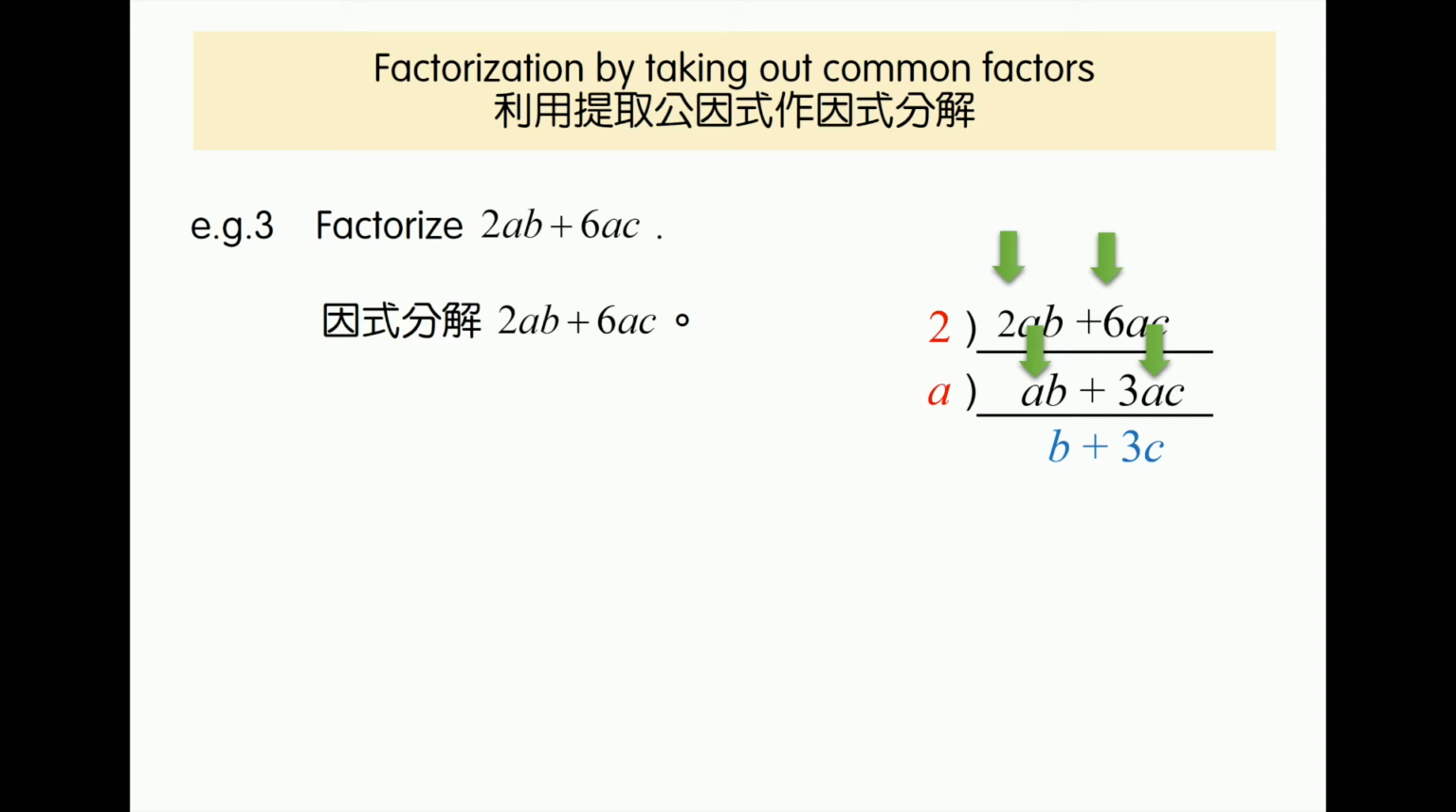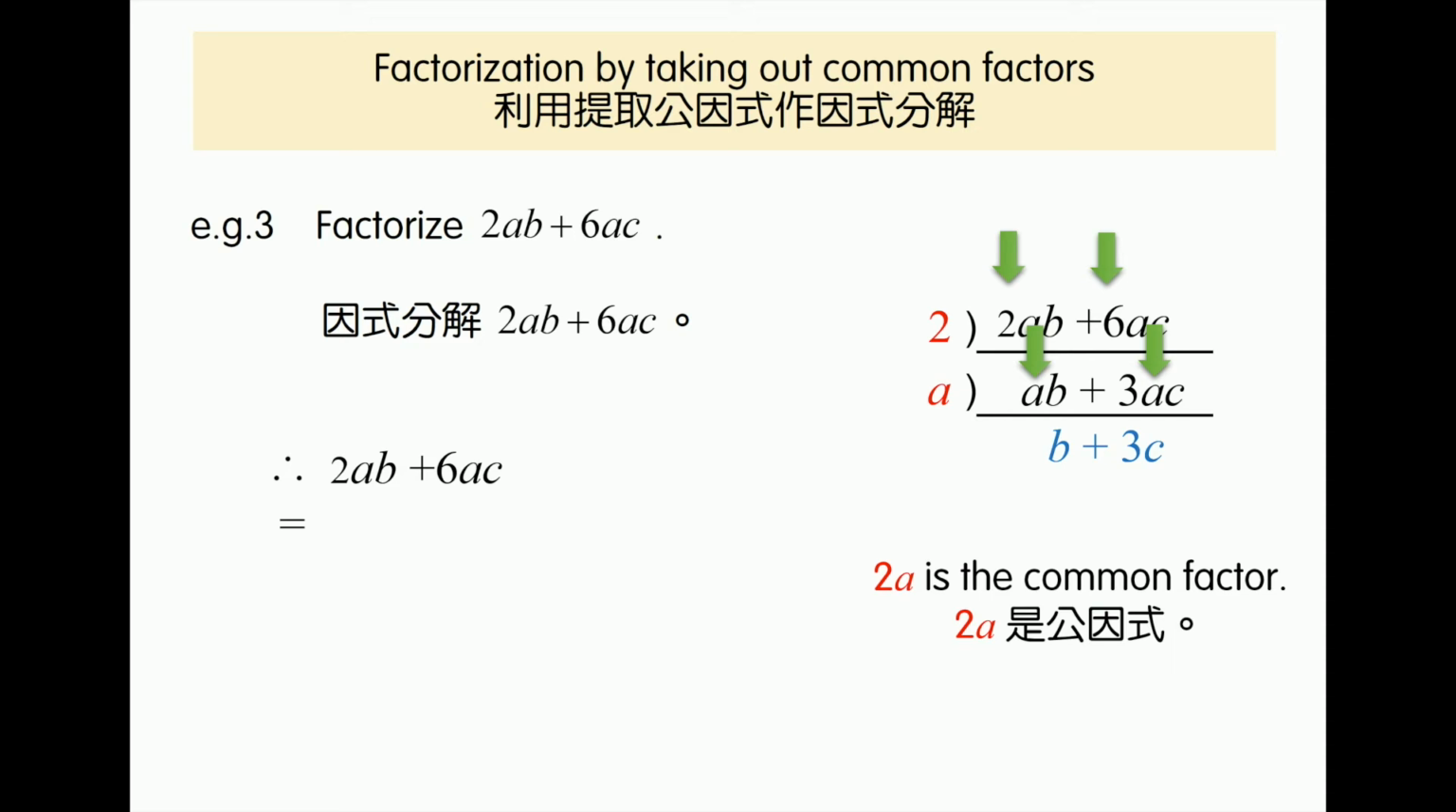And now the blue part really has no more common factors. And so the common factor that we took out is 2a. And so by factorization, we write the red part on the outside. The remaining blue parts, we put them in brackets. This is the answer after factorization.